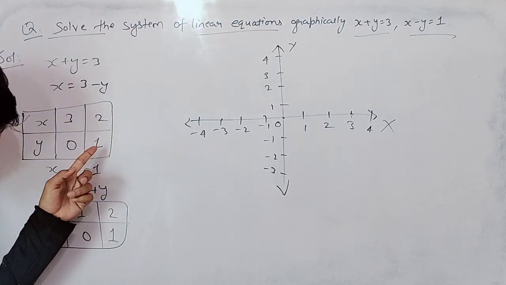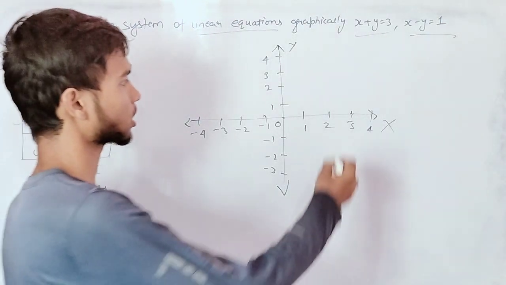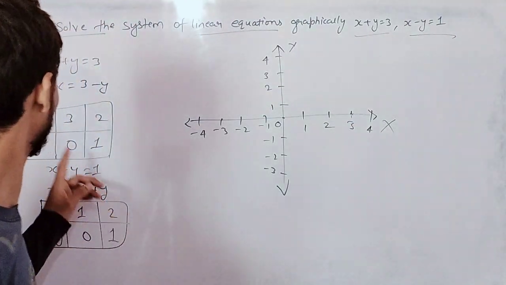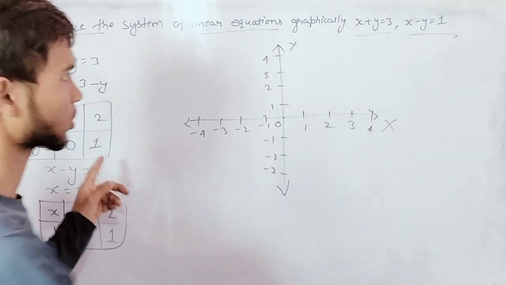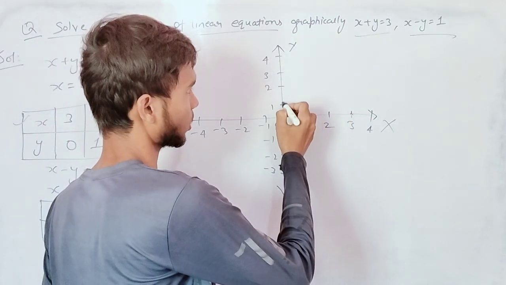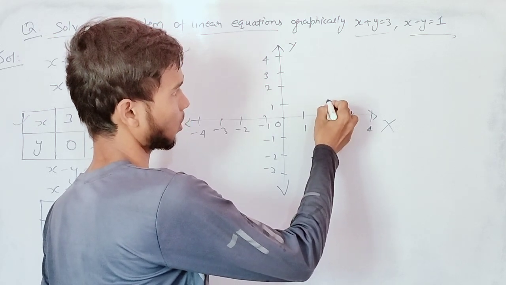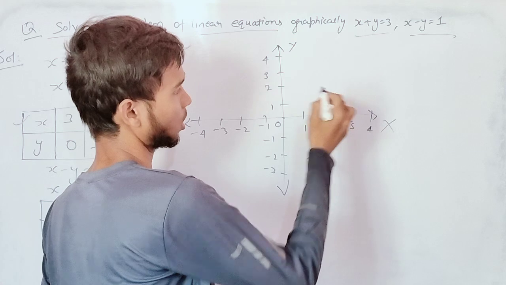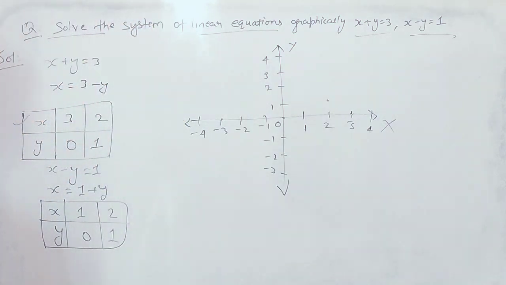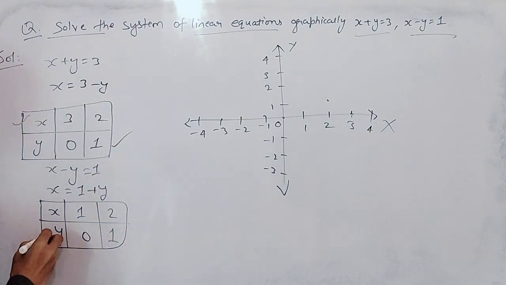No, x as a 2. Where is x? This. And y as a 1. So this is y as a 1, this is x as a 2. The point is coming over here. Okay, this is clear now.